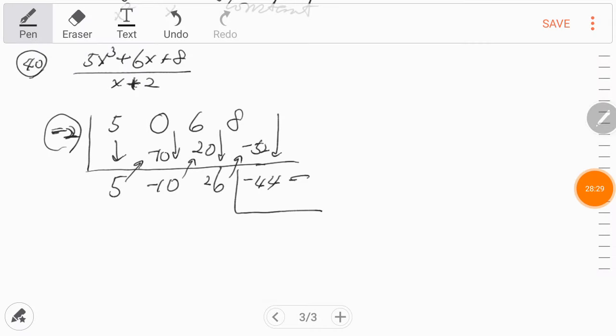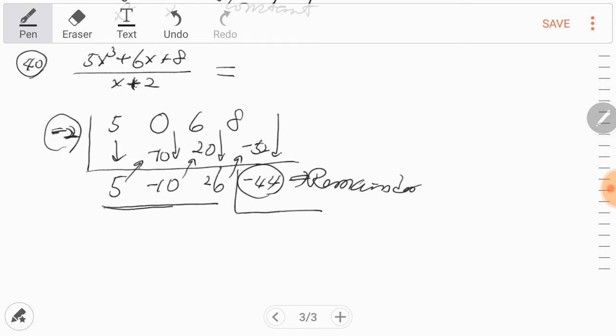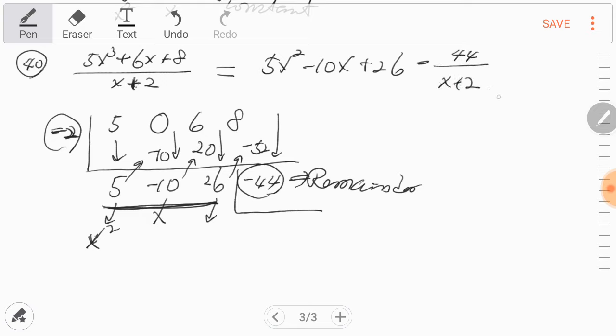So this is the remainder. So we can write the result. These are the coefficients of the result. Constant term. This one is the x squared term. So that is 5x squared minus 10x plus 26. And the remainder is -44. So minus 44 over the divisor, which is x plus 2. Done.